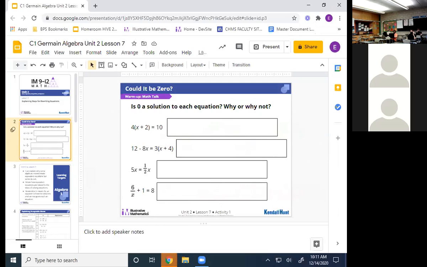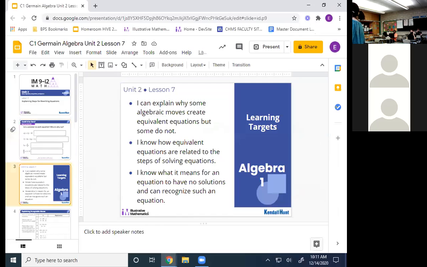Let's take a look at the next piece of this here, our learning targets. We have 3 learning targets for today. Learning target 1: I can explain why some algebraic moves create equivalent equations, but some do not. Meaning, which moves maintain equity and which moves do not maintain equity. Good.